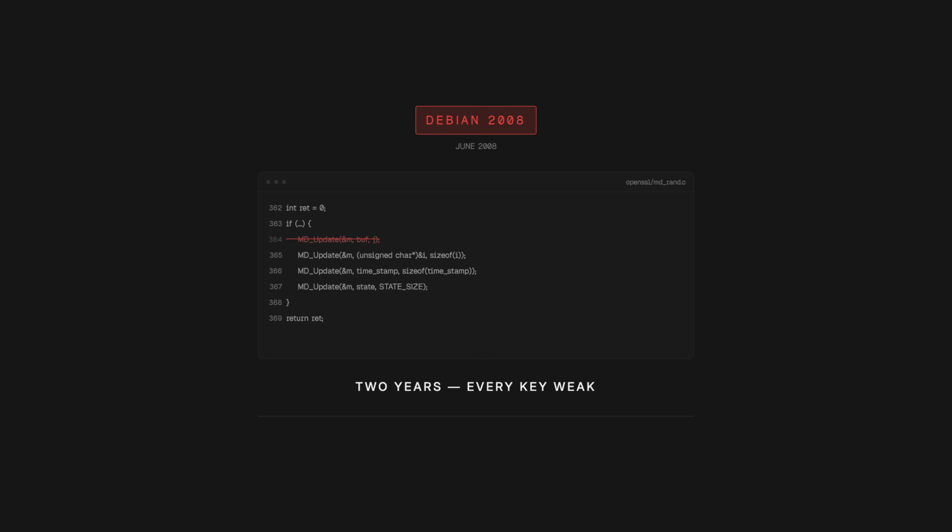And this isn't theoretical. In 2008, a maintainer patching Debian's OpenSSL package accidentally removed the code that mixed unpredictable data into the random number generator. For 2 years, every Debian system generated SSH and SSL keys with only about 32,000 possible values. Attackers could brute force any key generated during that window in seconds. Every affected key on the internet had to be revoked and regenerated.